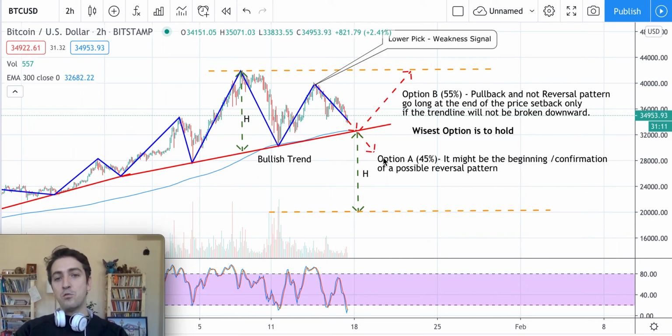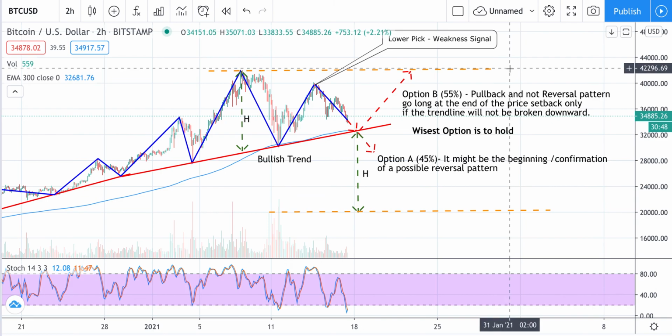So I would not go short in a bullish trend, because the idea is always to go long. But due to these weakness signals that we just got with this peak lower than the previous one, I would just hold right now before going long, to see what's going to happen. If this trend line is not broken in the next days, perhaps there might be an opportunity to go long up to this new target price, as I told you before, around 42,000 US dollars.